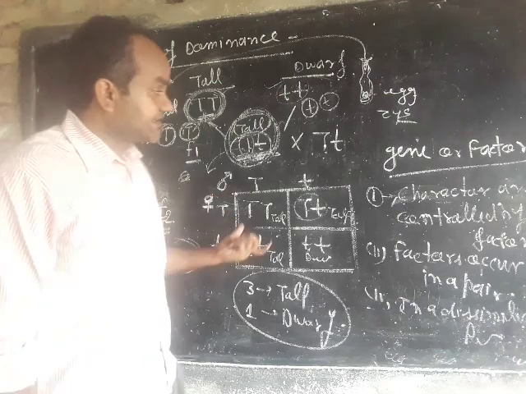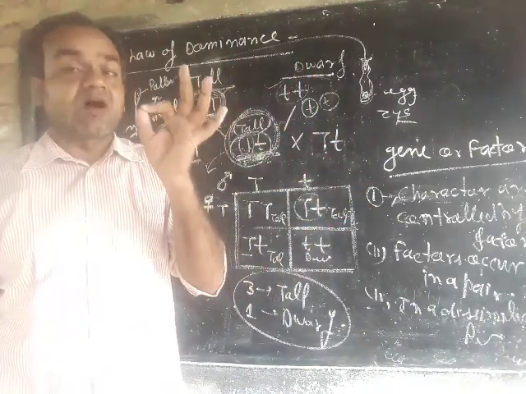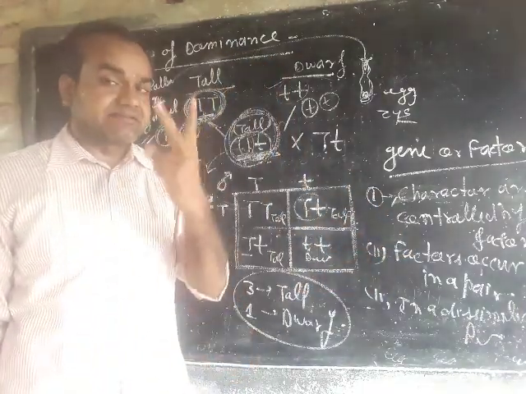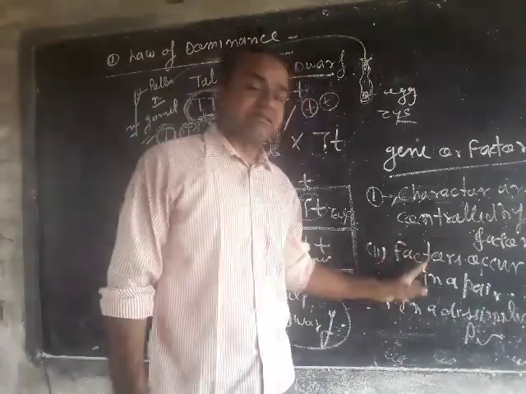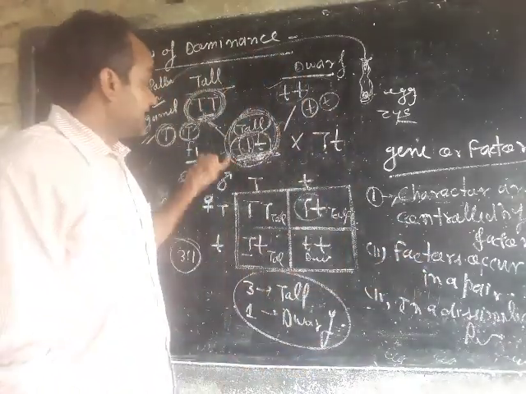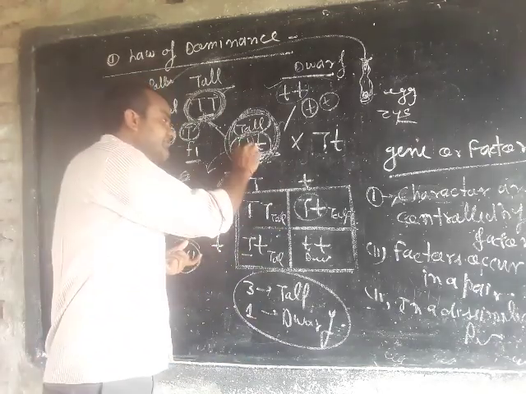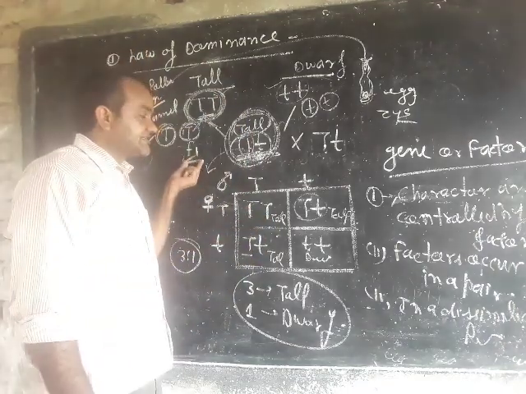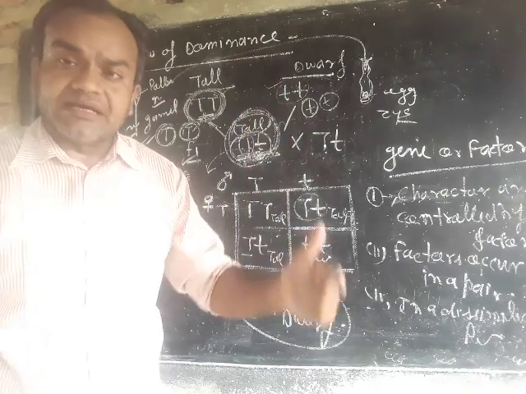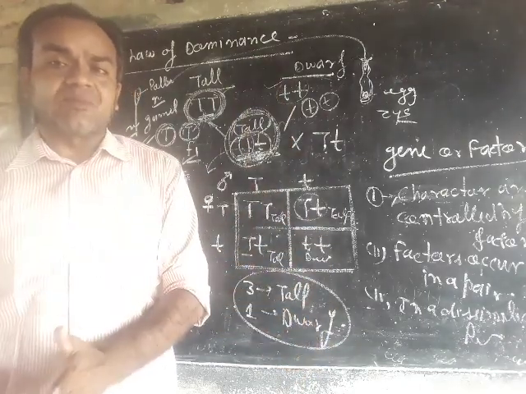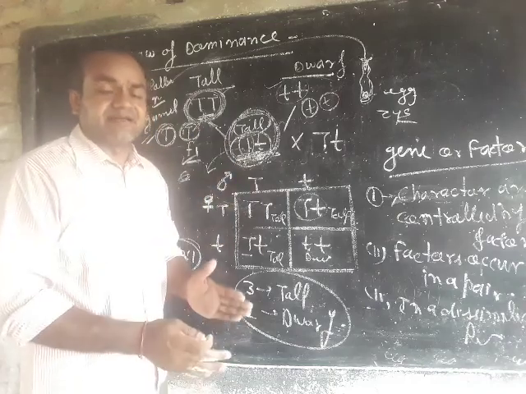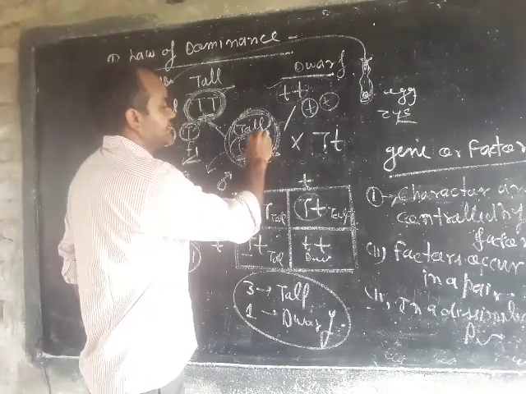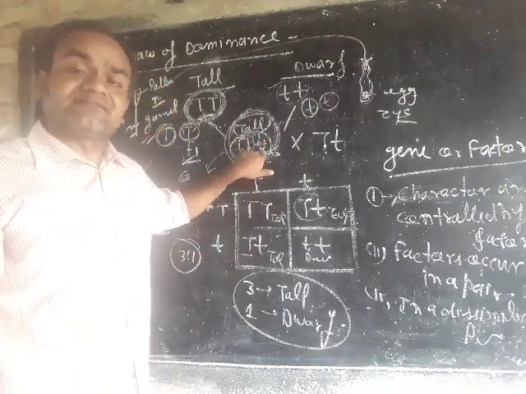Listen carefully. Again, the law of dominance. First, characters are controlled by factors. Second, factors occur in pairs. Third, in a dissimilar allele in the F1 generation, one factor is expressed, known as dominant, and the other is hidden, known as recessive. This factor is dominant and here is the recessive, known as hidden.